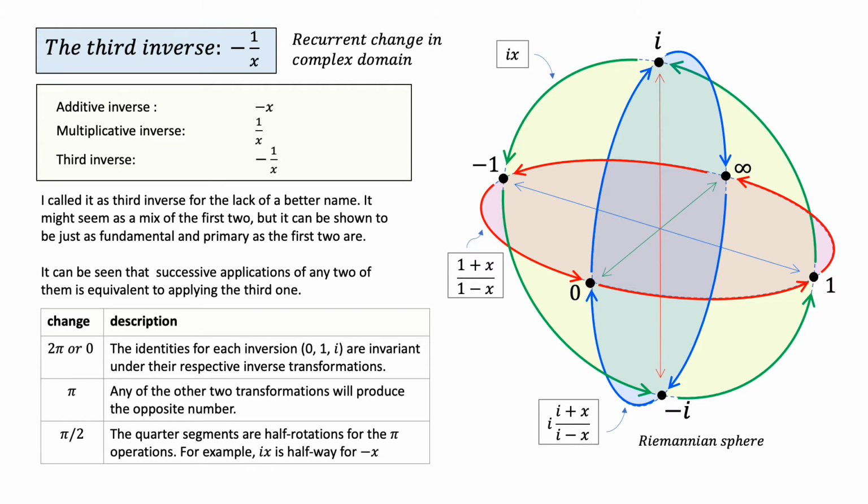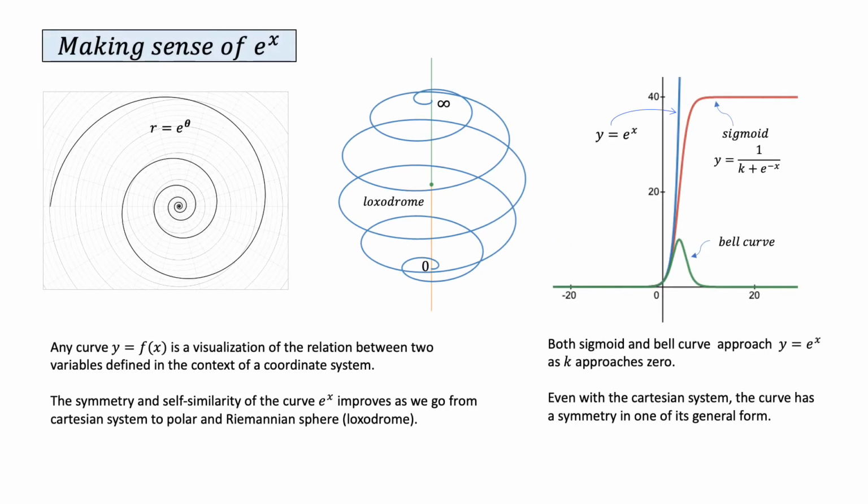The quarter cycles are interesting. For example, the change from +x to -x goes through ix on its way. There is so much beautiful and symmetric stuff going on in this diagram here. Now let's utilize what we have learned to understand the real beauty of the exponential function. On the left is what we have already seen, the exponential curve in polar coordinates.